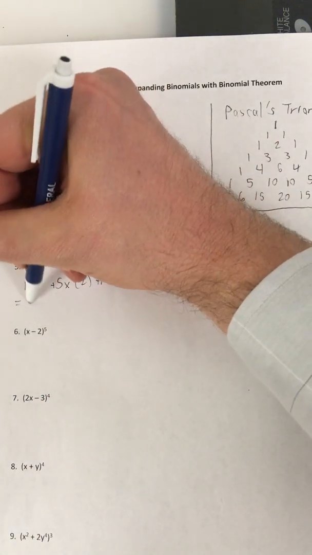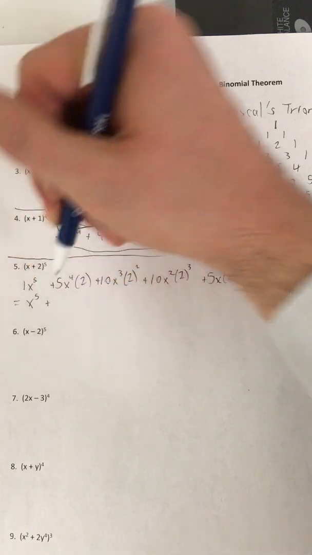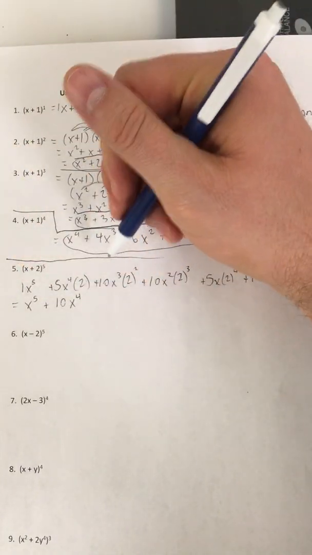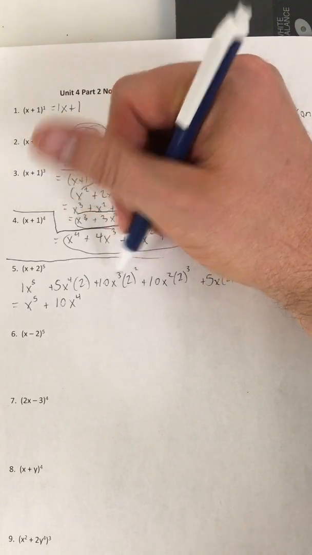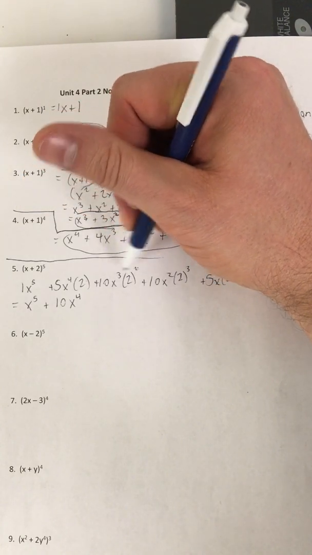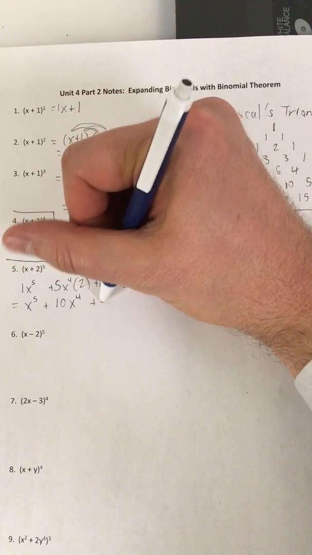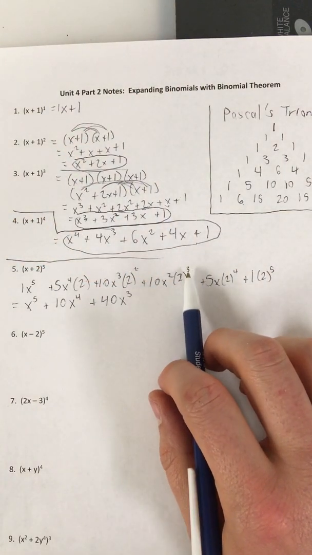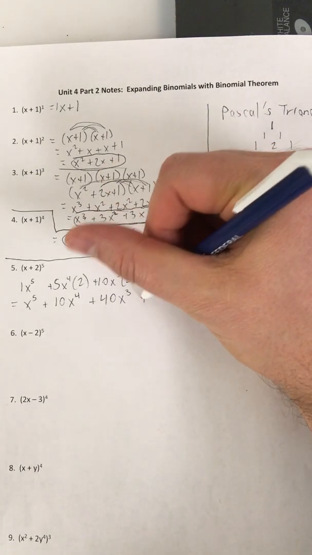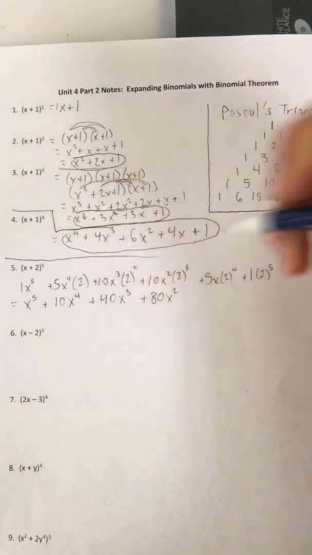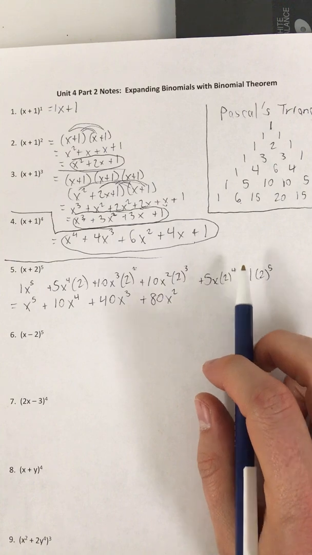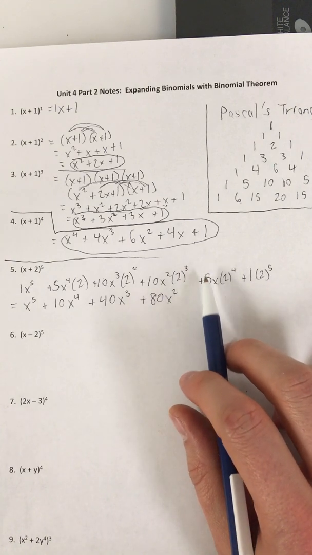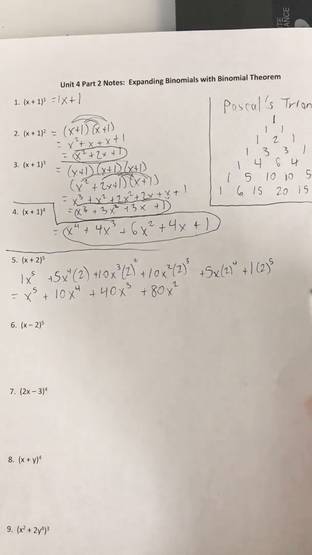So my final answer, I get x to the 5th here, plus 5 times 2, that'd be plus 10x to the 4th. And then, now do exponents before you multiply. 2 squared, that's 4. 4 times 10, I get 40, plus 40x to the 3rd. And then 2 to the 3rd, that's 8 times 10, be plus 80x squared. And then 2 to the 4th, that's 16. 16 times 5, that's 80. All right, and then 80x.